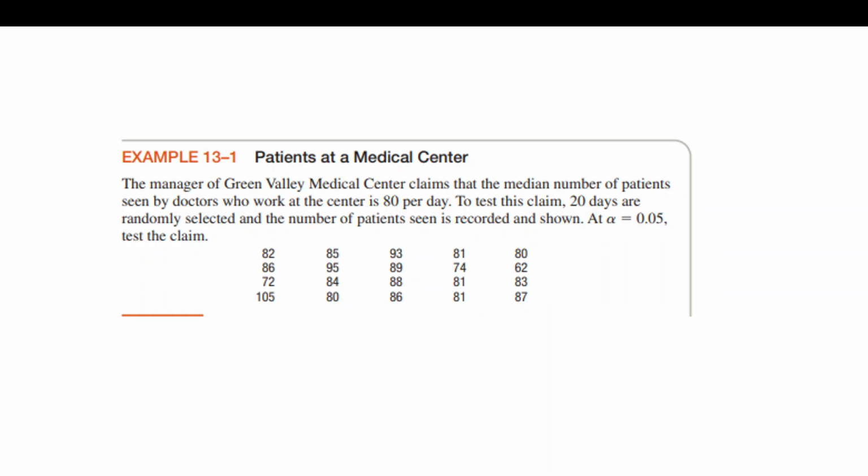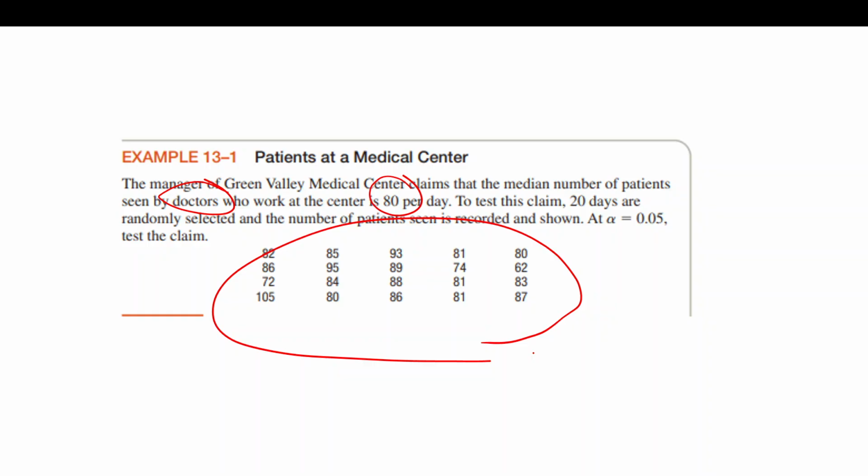So here is the example for this. Patients at a medical center. The manager at Grand Valley Medical Center claims the median number of patients is 80 per day. To test the claim, 20 days are randomly selected, and the number of patients seen by doctors, plural, is recorded. So this is the data. Now, what do you do with this data?